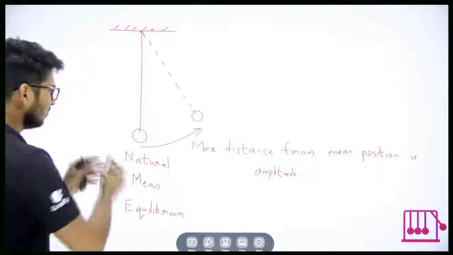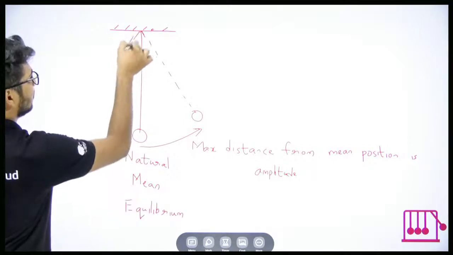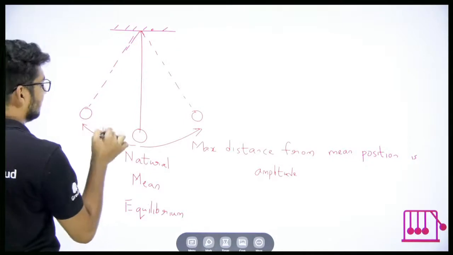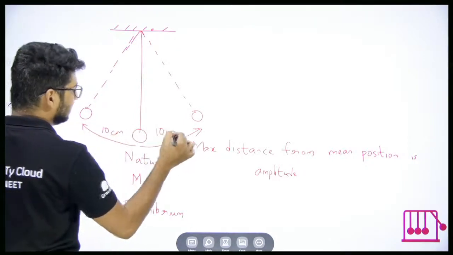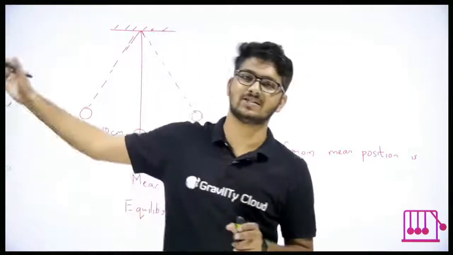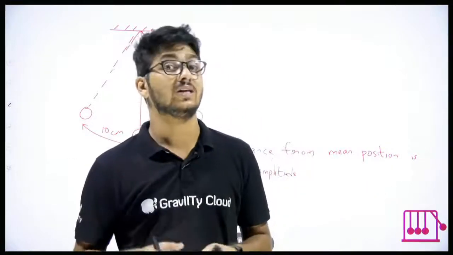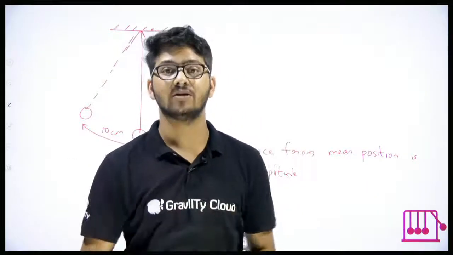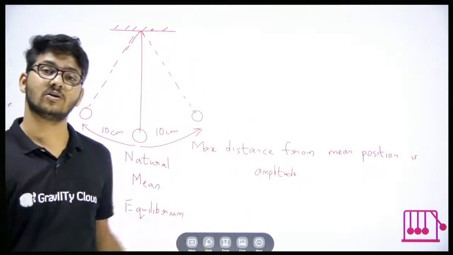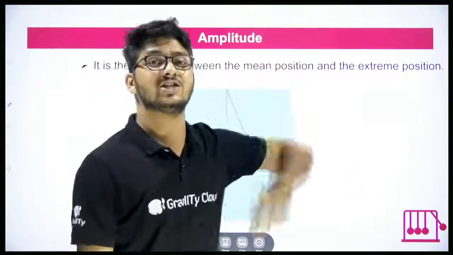Now you might think, sir, why are you only taking to the right side? You can also take to the left side, it will be the same. If this is 10 centimeter, this will also be 10 centimeter. I am giving an example. So for amplitude, you can take the maximum distance on the right side or on the left side. Doesn't matter, it will be the same. So what is amplitude? Maximum displacement or maximum distance from what? From the mean position. Got it? So it is the distance between the mean position and the extreme position.